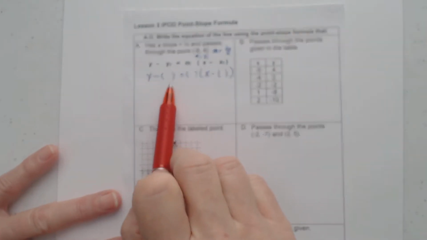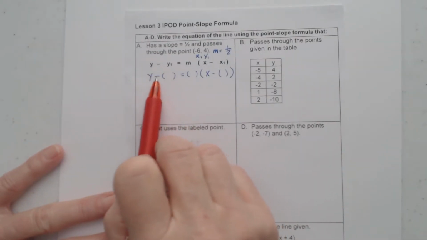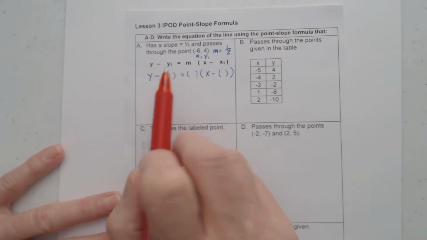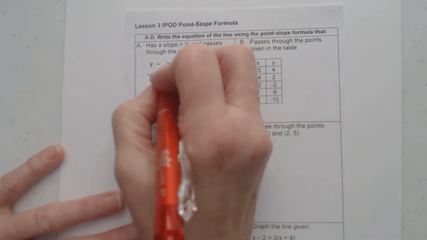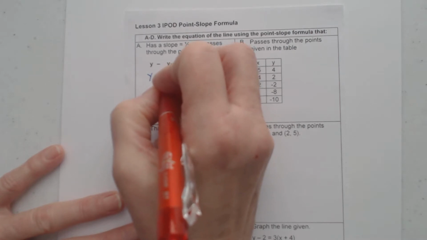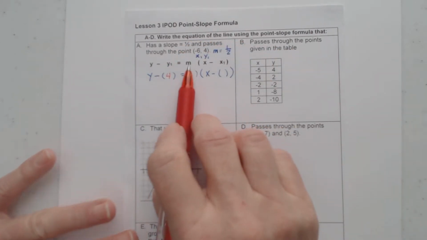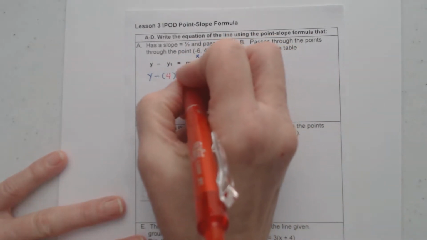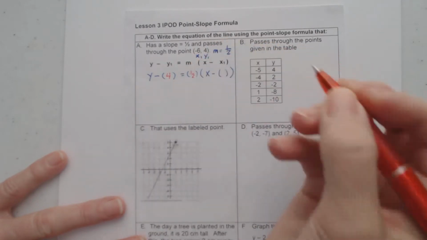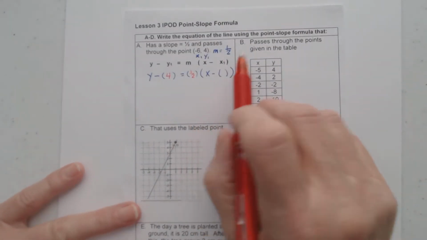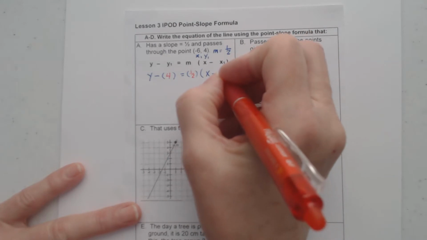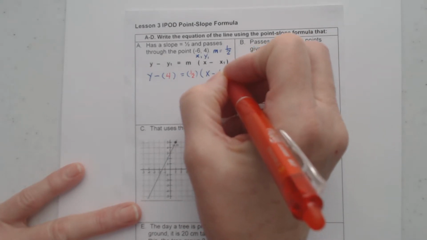This is y sub 1. Notice that this minus is part of the formula and that y sub 1 goes inside parentheses. Well, it's a 4, so I'm going to put a 4 inside here. M is 1/2, so the 1/2 goes here. And then we have x minus x sub 1. Well, in this case, x sub 1 is -6.